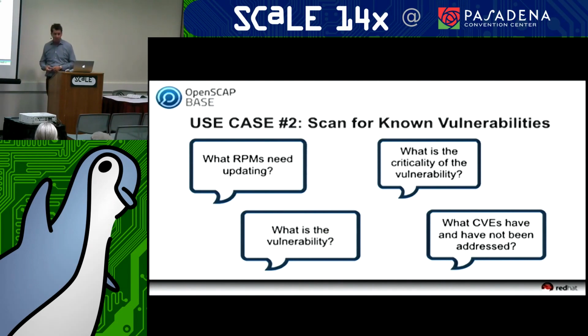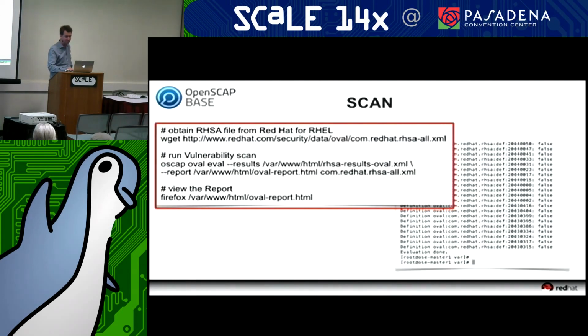Another use case for OpenSCAP is to scan for known vulnerabilities. Right? These are out-of-date RPM packages, for instance. What ones need updating? What is the criticality of these vulnerabilities? What's the vulnerability? And what CVEs have not been addressed on this particular host?